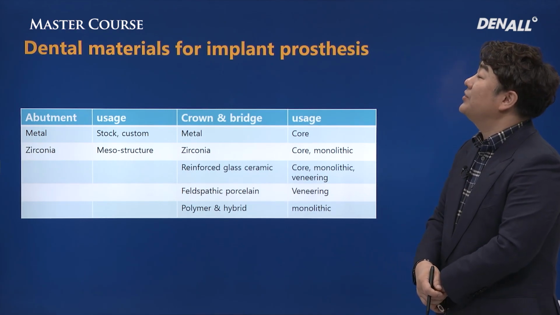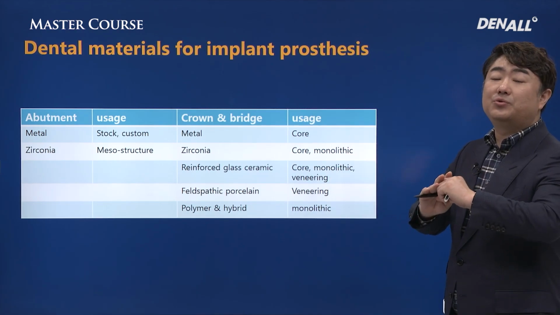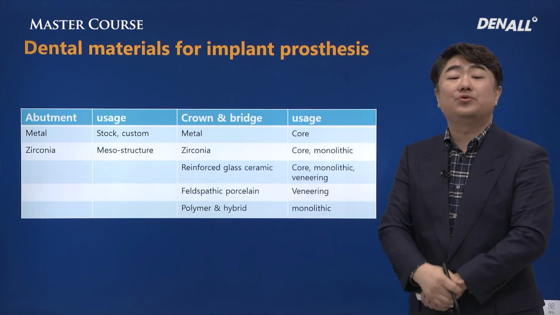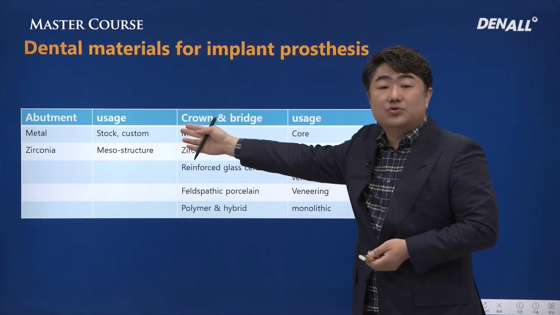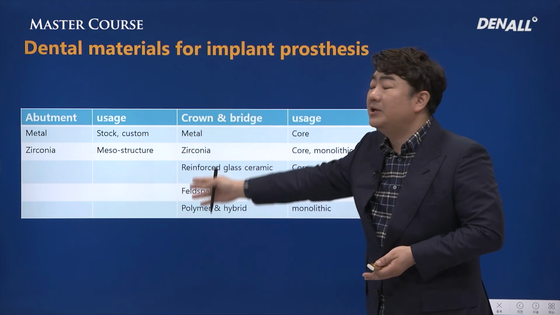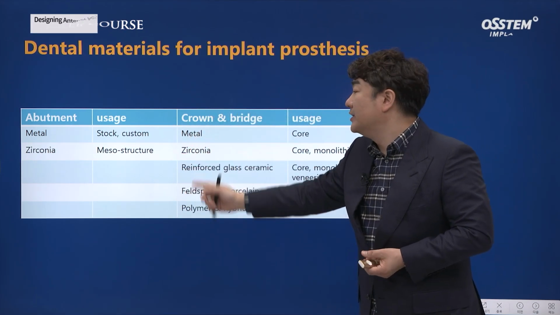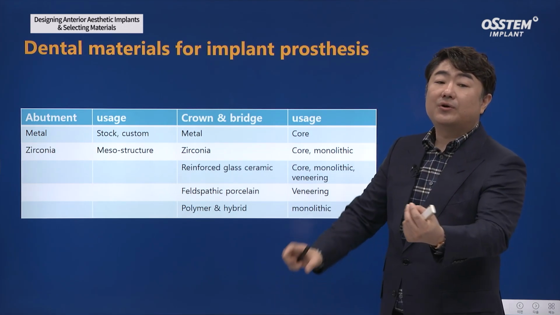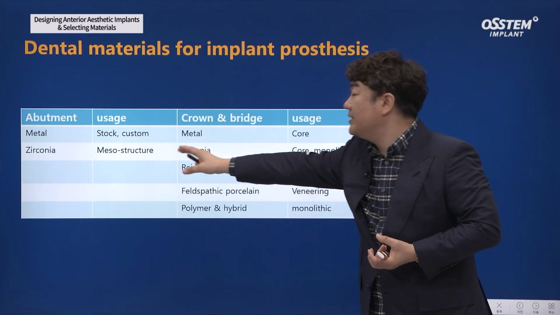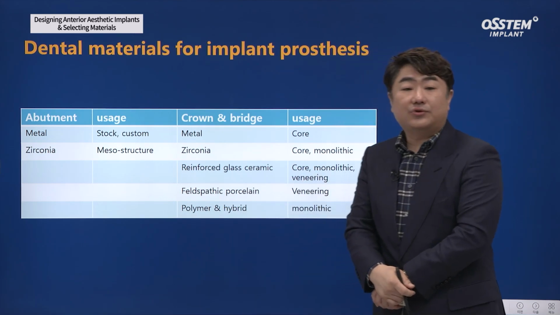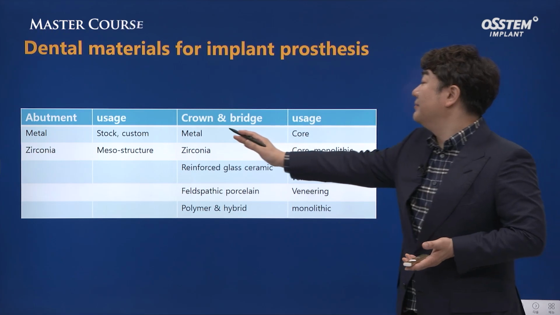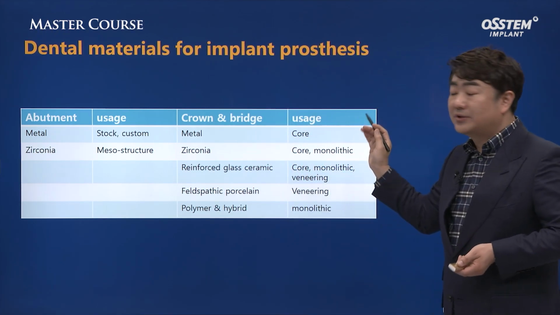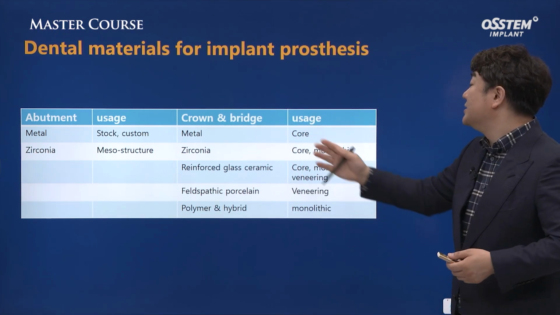Materials for implant restorations include those for abutments and superstructure. Though metal is commonly used for abutments, we also use zirconia abutments. Zirconia abutments used for aesthetic zones has a link abutment, and in the middle there is a mesostructure. Moving on to core of the crown. For the core, metal or precious metal can be used, and zirconia can be used as well.